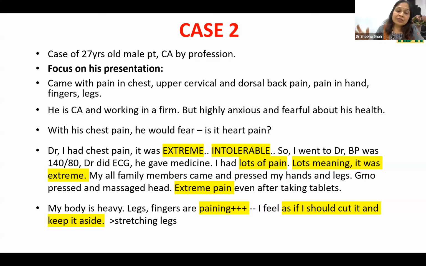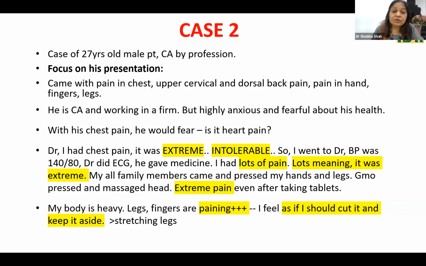The patient came and said he was having a lot of chest pain, with upper cervical and dorsal back pain, and pain in the hands, legs, and fingers. He is a CA working in a firm, but he is highly anxious and fearful about his health. With the chest pain, he got scared and asked, doctor, is it a heart pain? He said the pain was extreme, intolerable. So he went to a doctor, his BP was 140/80, and the doctor did an ECG and gave medicine also.